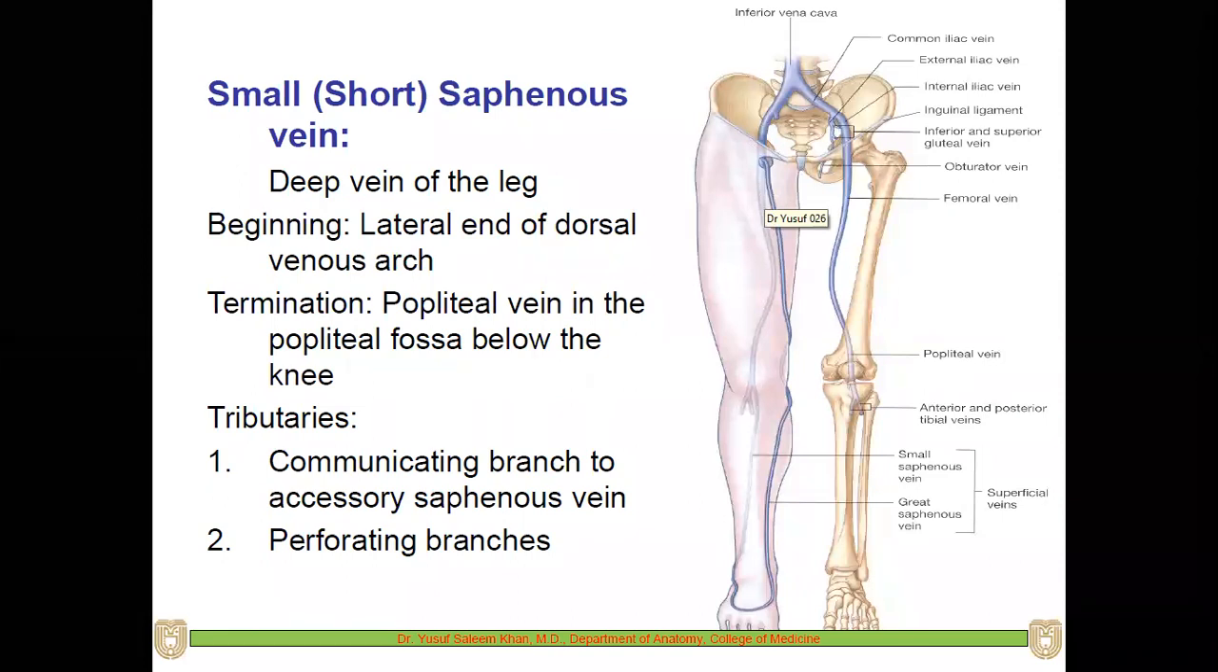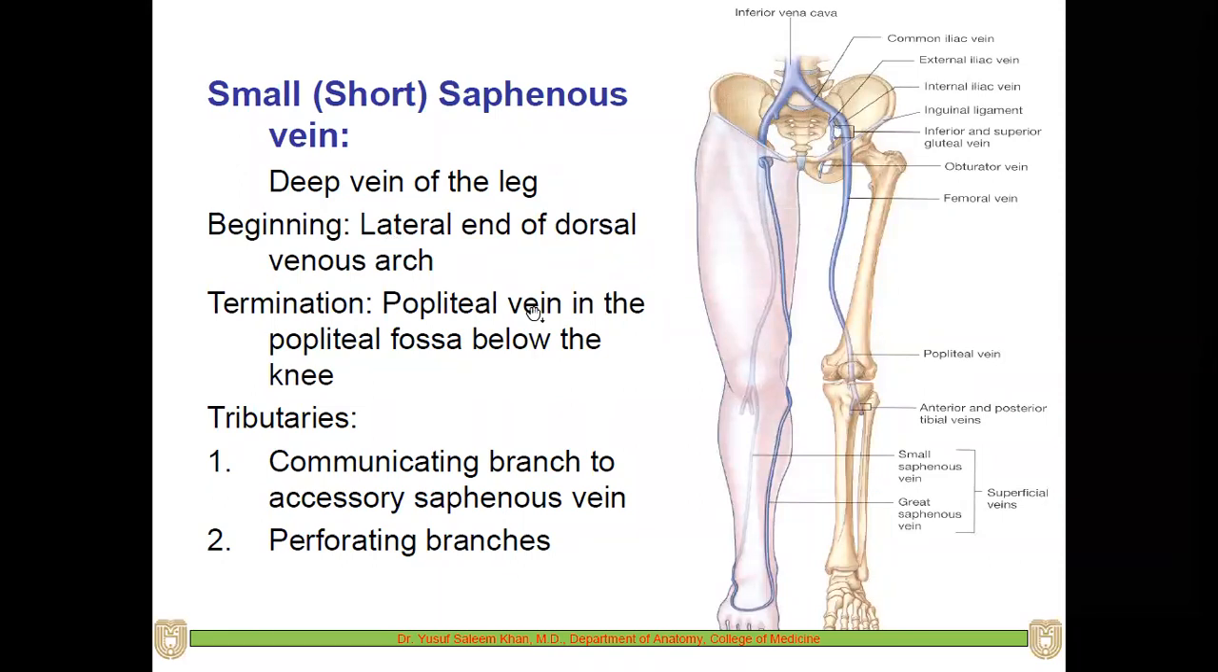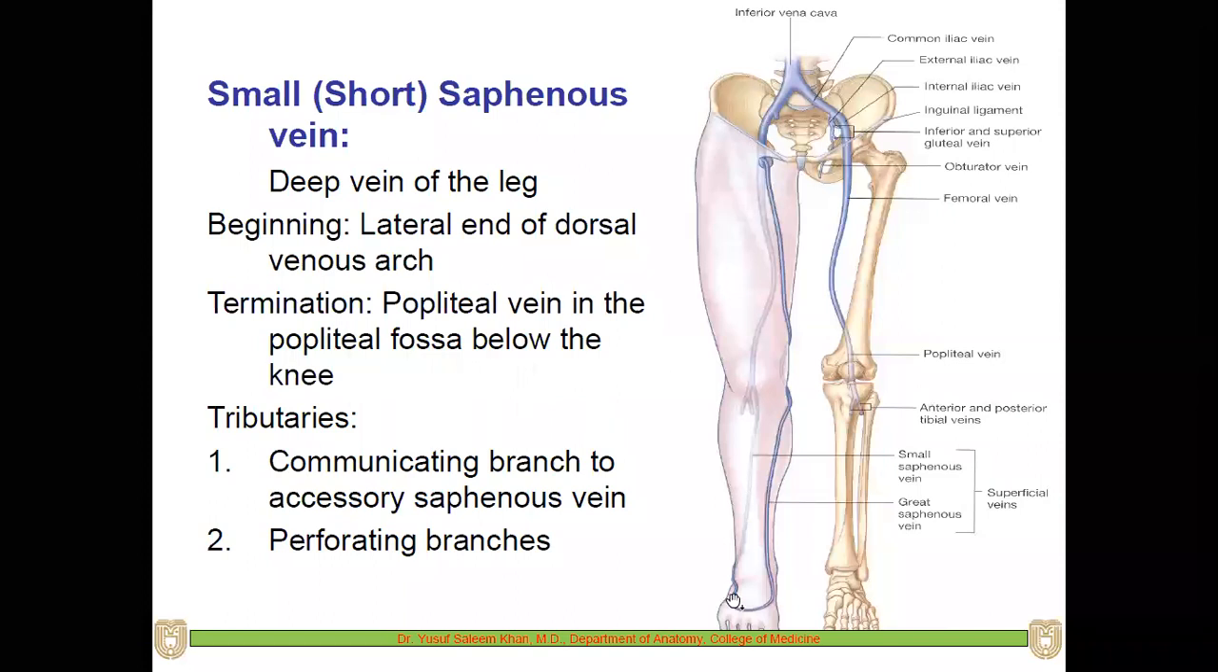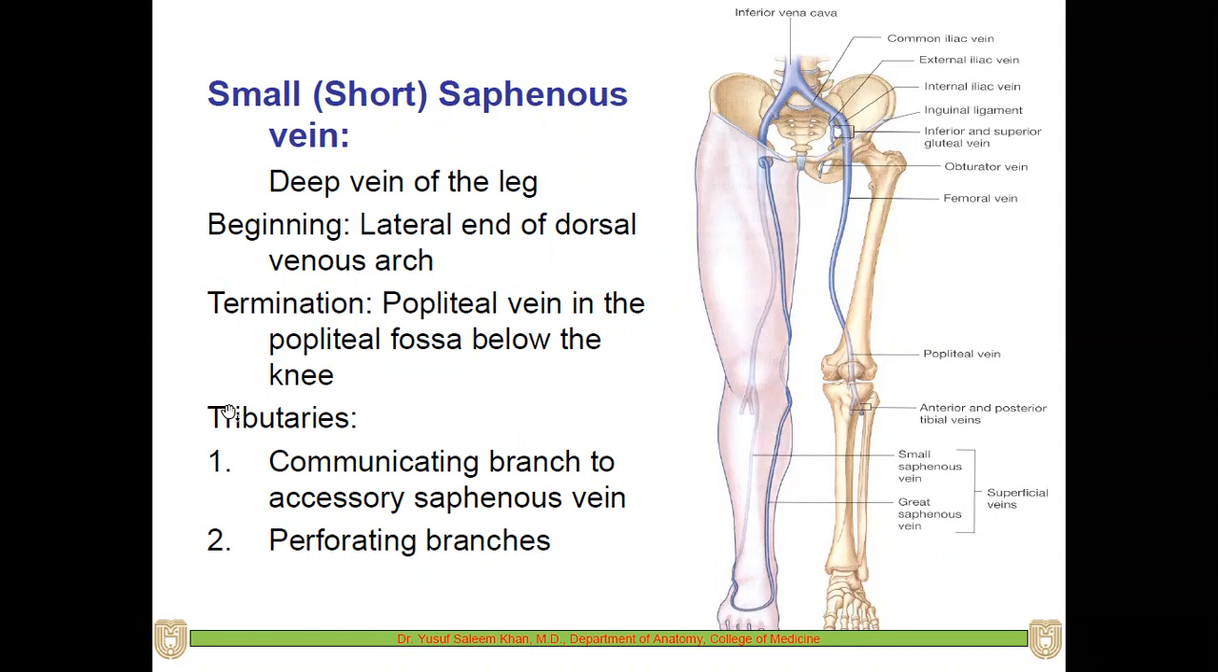So the popliteal vein is the vein where the small saphenous vein or short saphenous vein will terminate. So what are the important tributaries of this vein? One is the communicating branch of the accessory saphenous vein and the perforating branches.